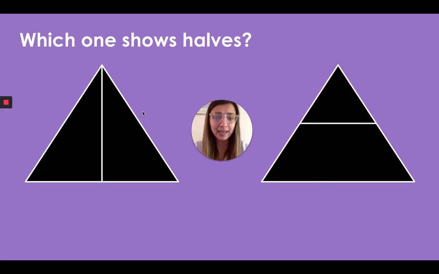So in order to be a half, we have to have two parts that are equal. And I would say that this shape definitely has two parts that are equal. And this shape does not. No, it has two parts, but they are not equal. So that can't be a half.